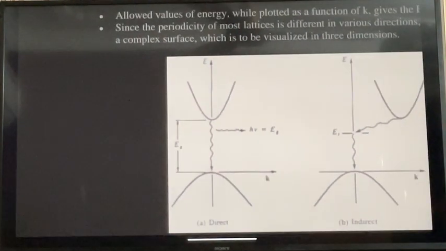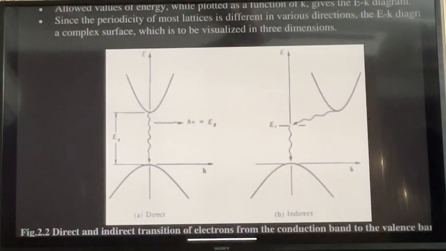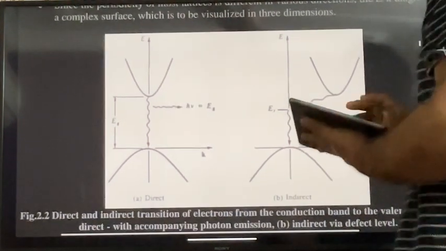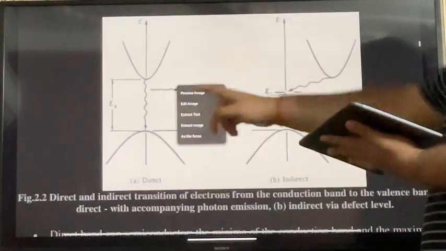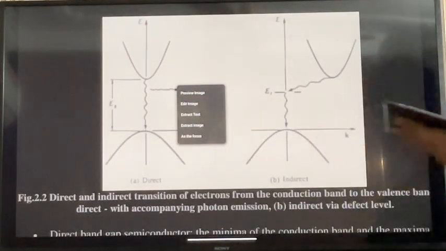If you look at these diagrams, you will see something very complex happening. However, if you analyze it, it is actually very easy. These two represent two types of semiconductors. This is a direct semiconductor and this is an indirect semiconductor.